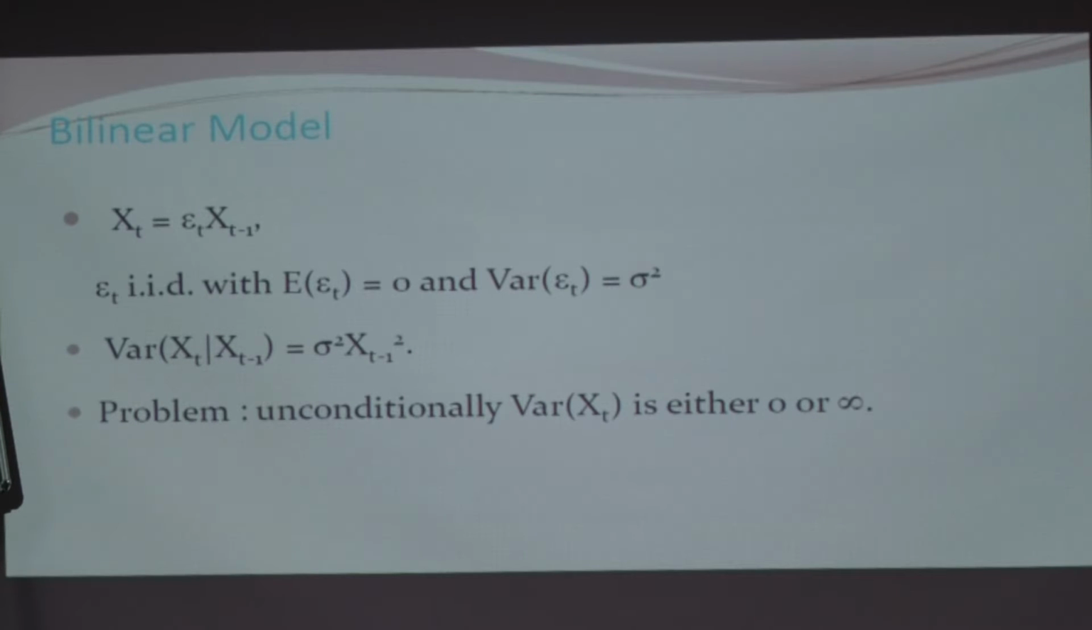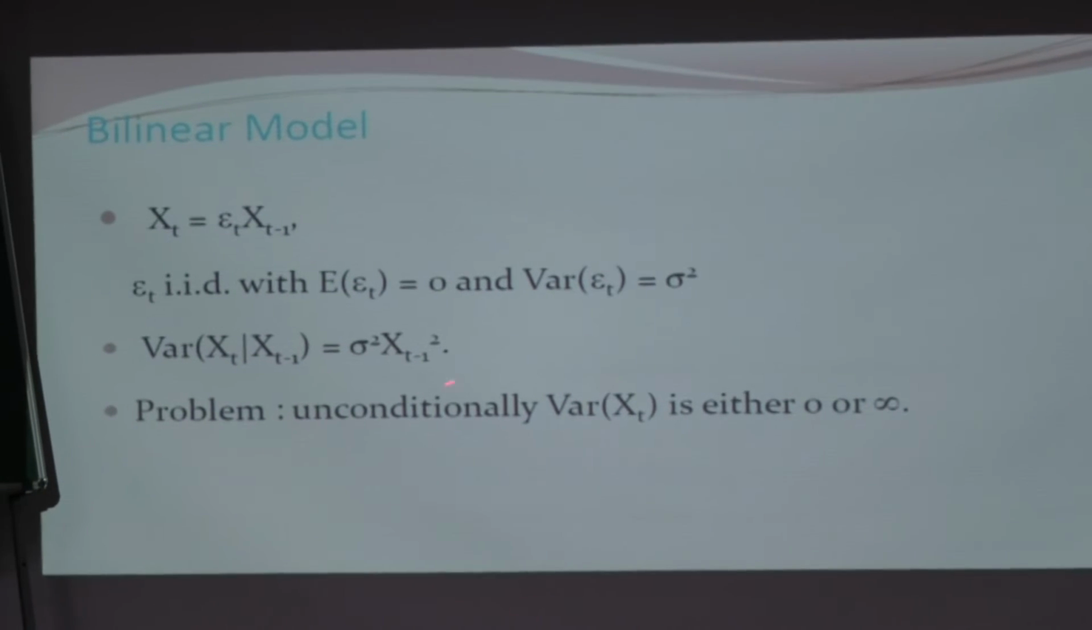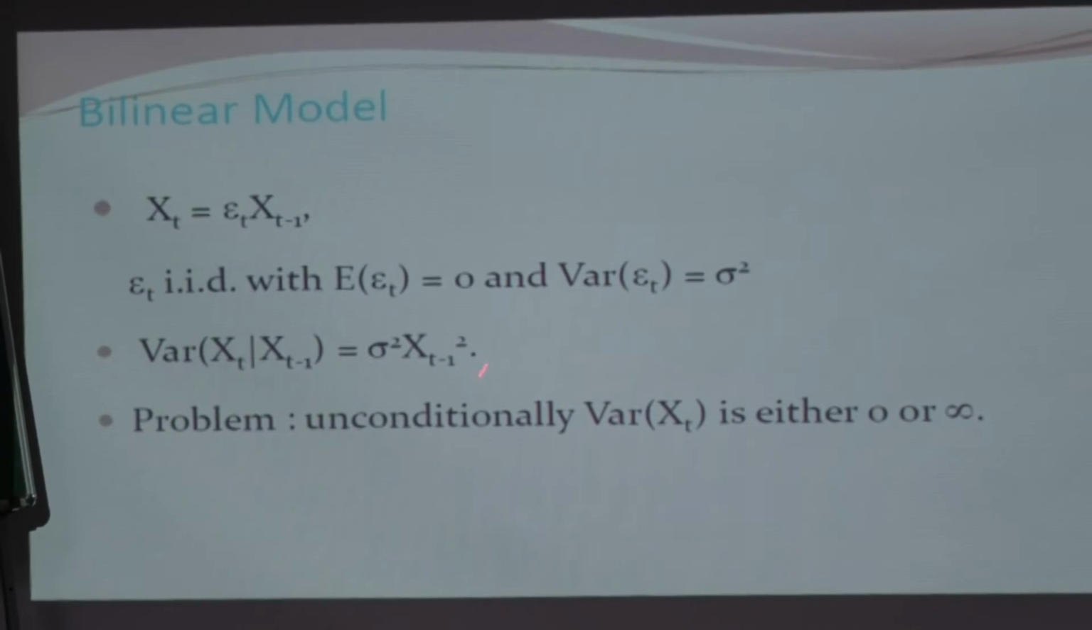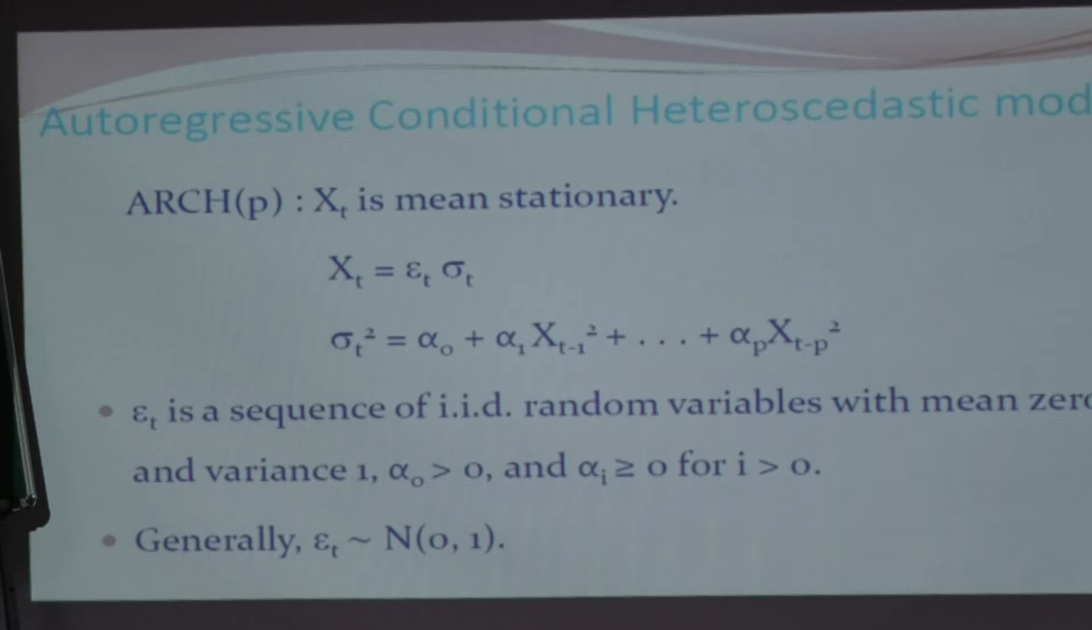They started with a bilinear model where they said that xt depends on this, and you can show that the variance becomes this, on the past value of x itself. Problem with this is, unconditionally this variance is either 0 or infinity, okay, and that is something that nobody liked. Okay, so what they came up with is the ARCH model.